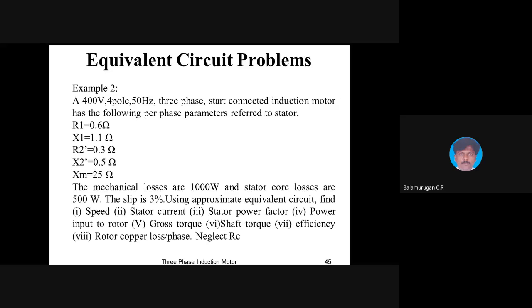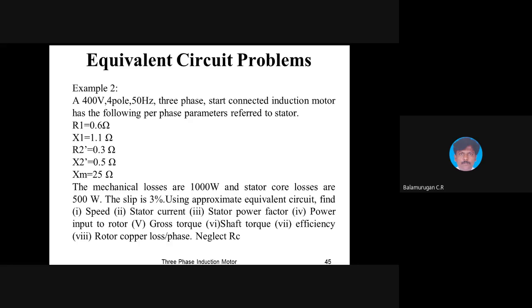In the fourth subdivision, you find the power input to the rotor. What is the formula for rotor input? The stator input minus stator losses. What are the losses available in the stator? We have both the core loss and copper loss. You write the formula: rotor input power is equal to stator input power minus stator losses.